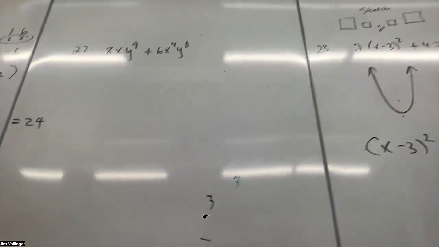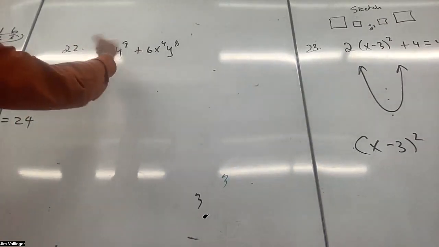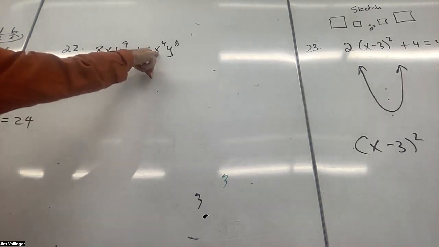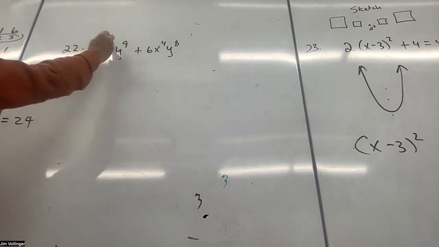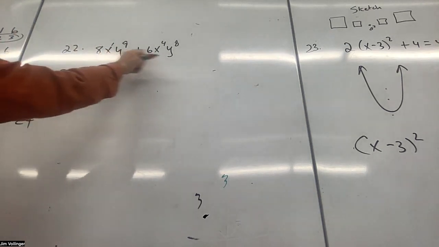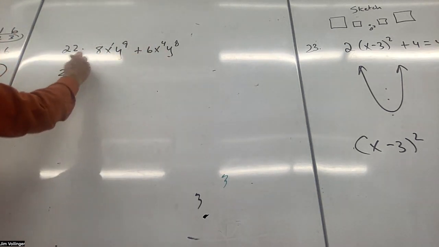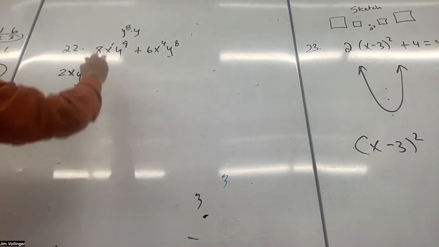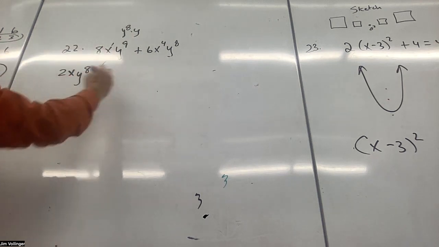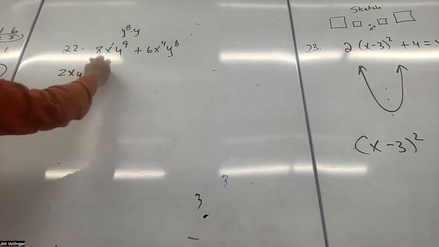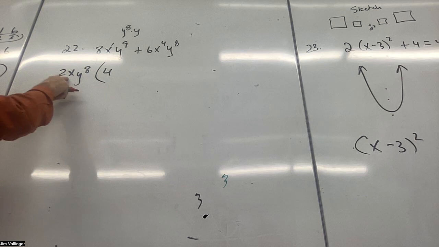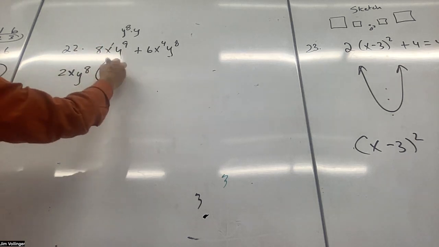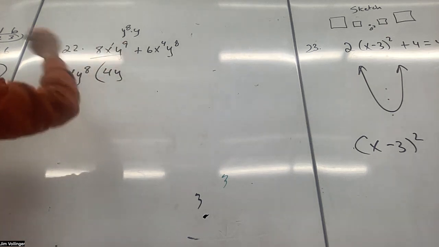What's the greatest common factor? You're going to hear me say that. That's the biggest thing 8 and 6 have in common. The number 2. What do x and x to the 4th have in common? 1x, the smaller exponent. What do y to the 9 and y to the 8th have in common? y to the 8th. y to the 9 is y to the 8 times y. So I can take a y to the 8th out. What do I have to multiply 2 by to get 8? 4. What do I have to multiply x by to get x? 1. What do I multiply y to the 8th by to get y to the 9? y. If you multiply that, you get that.